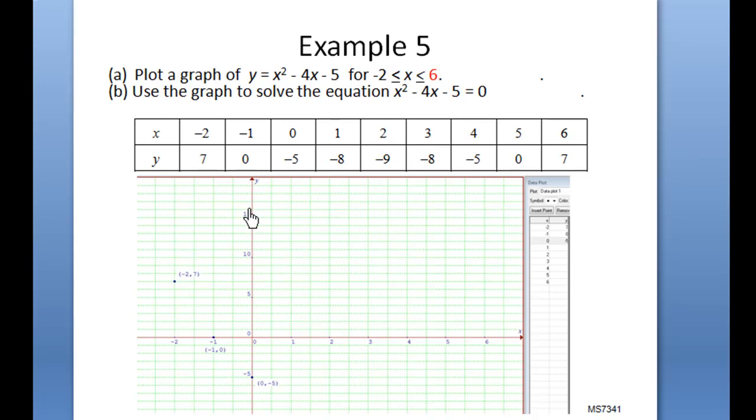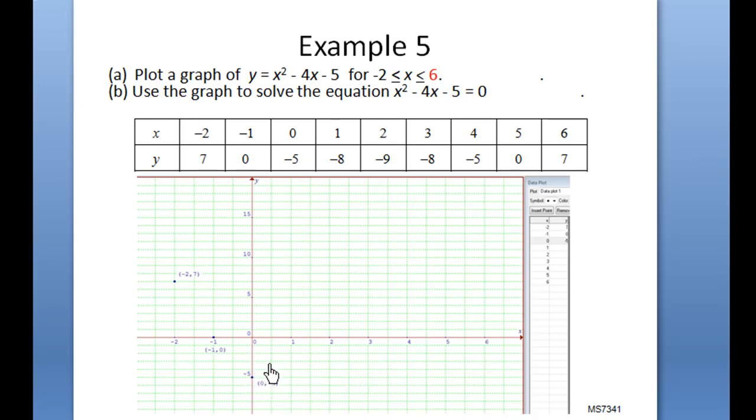And we plot a few points in the beginning. For example, x equal to negative 2, y equals 7, this point here. x equal to minus 1, y equals 0 for this point here. And x equal to 0, y equal to minus 5.